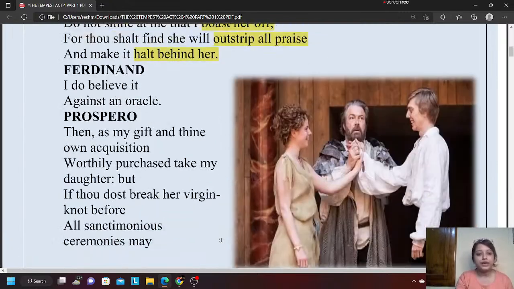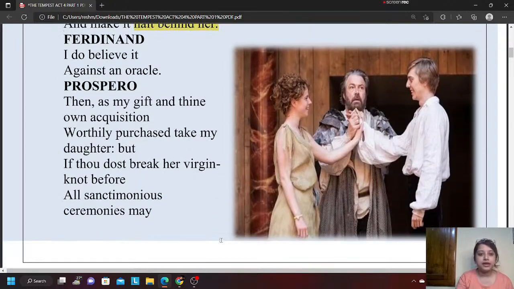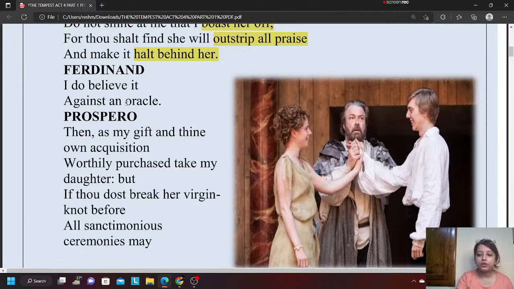Now, I do believe it against an oracle. The word oracle you also have in The Merchant of Venice. An oracle is a messenger of God. It is believed that somebody who is a messenger of God is very wise, knows everything. So I believe that she is the best of all. Even if an oracle, even if a messenger of God comes and tells me that she's not good enough, I won't believe that.